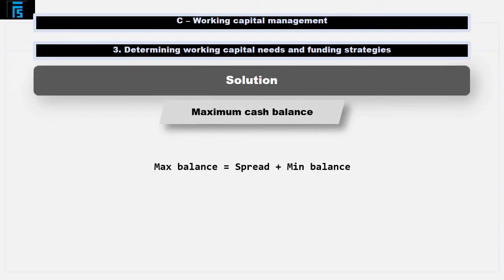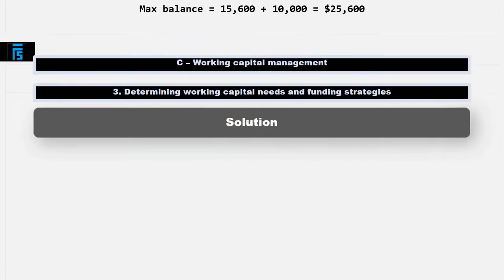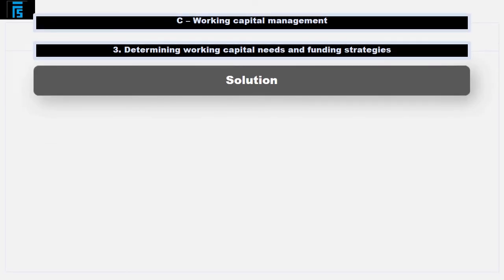Part 2, the maximum balance of cash the company can hold. We now know the spread is $15,600. Add that to the minimum balance is $10,000. So the maximum balance is $25,600. Now let's calculate the return point.